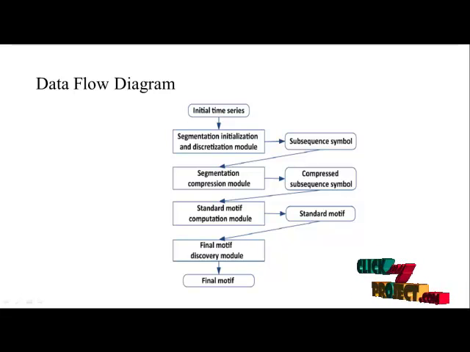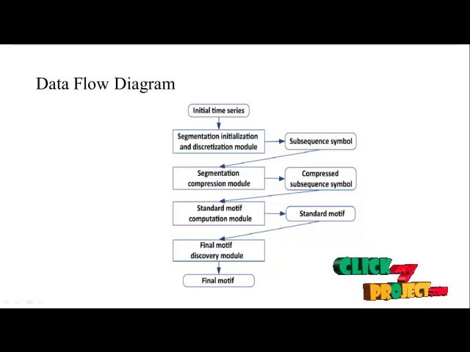It compresses the higher values. More and more values are generated when we convert into initialization sequence symbols, so the whole data will be compressed into subsequence symbols, which may be in the form of alphabets or any symbols. Then the compression model sends it to the standard motif computation model. The motif computation model generates the standard motif.